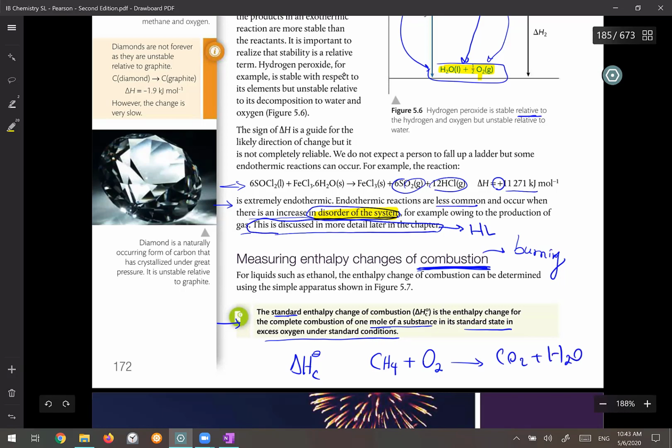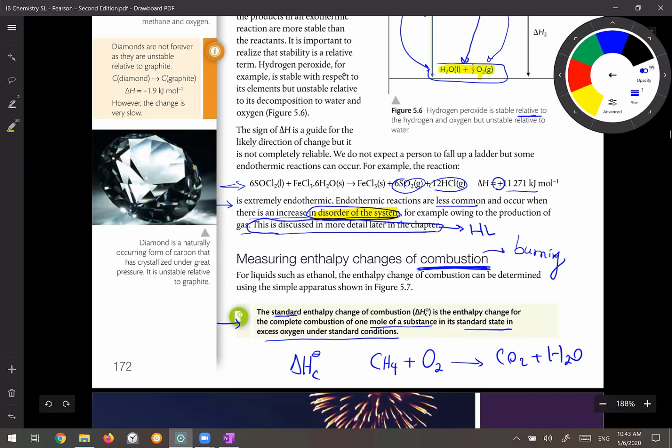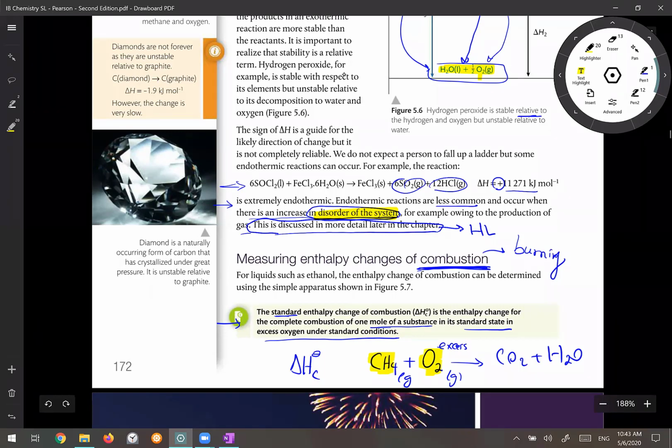But what is important in these definitions? All of these substances must be in their standard state. The standard state of methane under the standard condition is gas. The standard state of oxygen under the standard condition is gas. At room temperature and a pressure of 1 atmosphere, oxygen is a gas. And the oxygen must be in excess. So we assume that all of the methane is burning, and the amount of methane that we must have here is 1 mole.